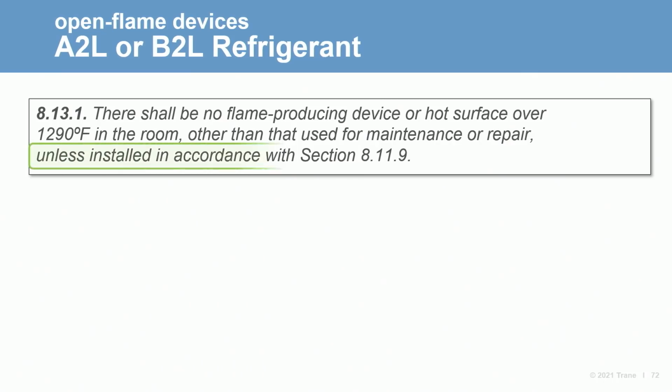So how about the lower flammability 2L refrigerants? For this safety group, the standard refers back to the same section I just showed, allowing either ducting of the combustion air or using the refrigerant detector to shut down the flame-producing device. So if only A1, B1, A2L, or B2L refrigerants are used, then a boiler can be located in the same machinery room as a refrigerating system as long as one of these exceptions is met.